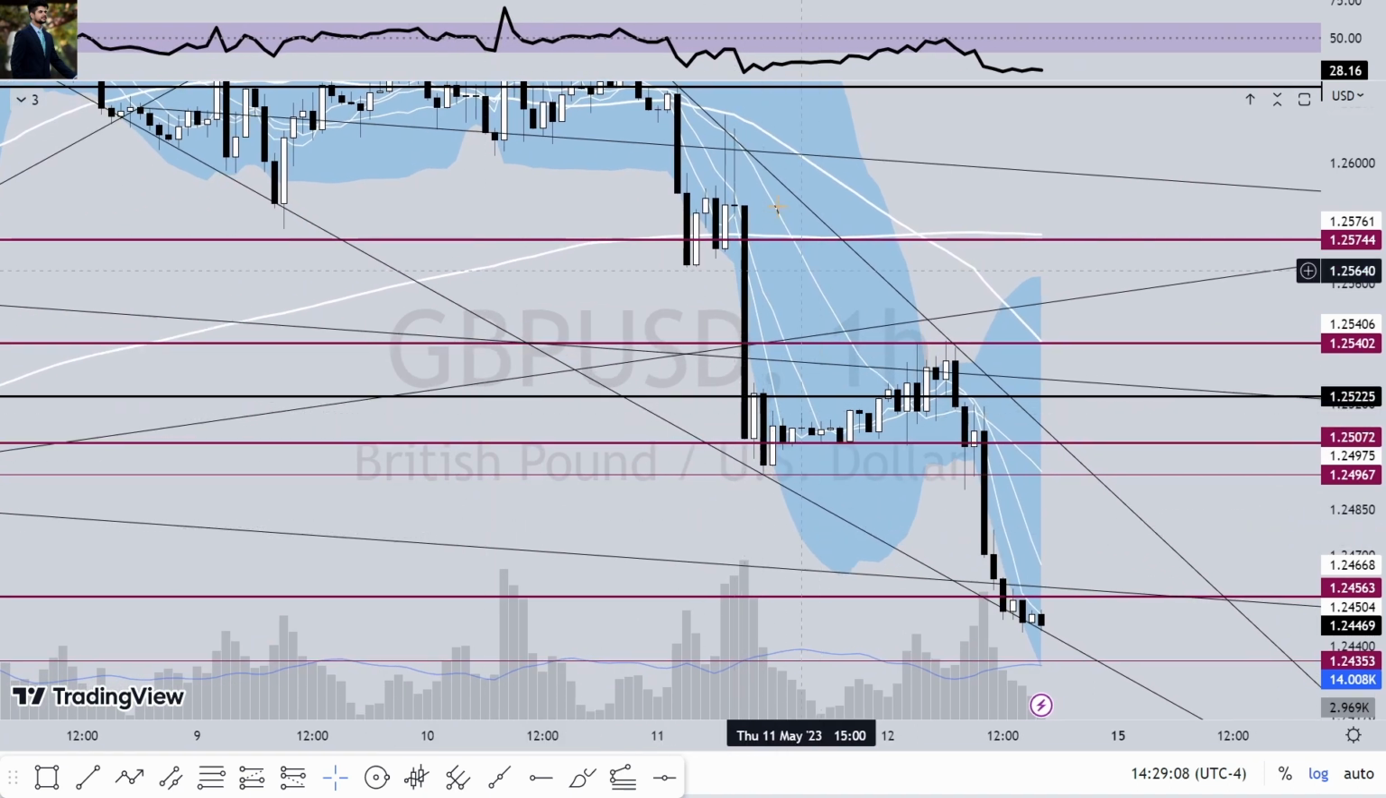As you can see here on the RSI, it's making a divergence. The RSI didn't go down, it's at the same spot, but here the price is making lower lows. So it's a kind of bullish divergence, I would say, that's forming.